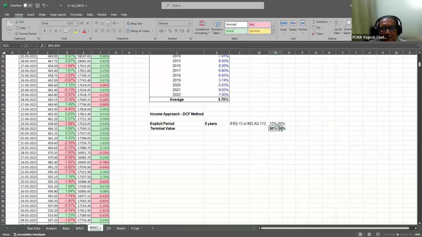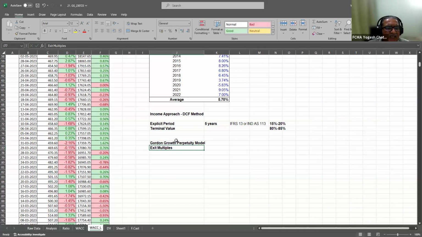So terminal value, what I am trying to highlight here, that is a very important component of the DCF. Now there are multiple methods through which we can determine the terminal value, like a Gordon growth perpetuity model, or the Gordon growth stable rate model, and the exit multiples. So we can take the exit multiple for the terminal value.